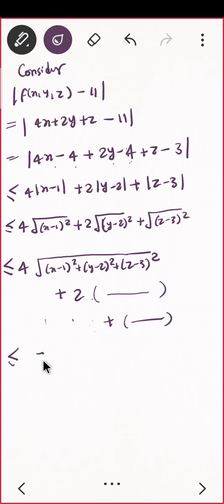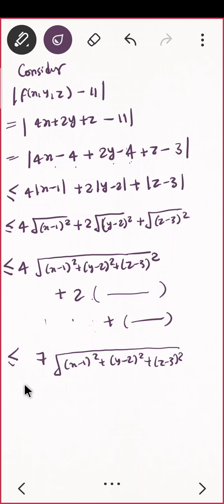It will be 7 times square root of (x minus 1) the whole square plus (y minus 2) the whole square plus (z minus 3) the whole square. But this thing is less than 7 delta. So what should I choose my epsilon? Perfect. This is less than epsilon if we choose delta equal to epsilon by 7.